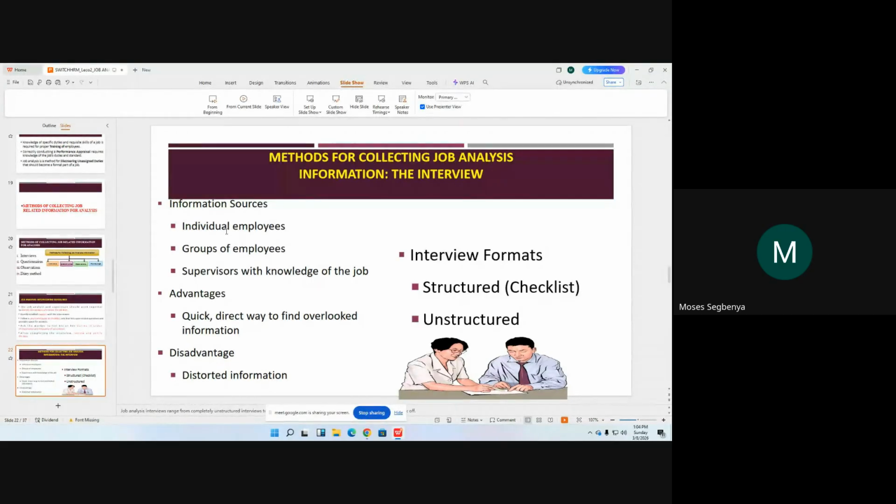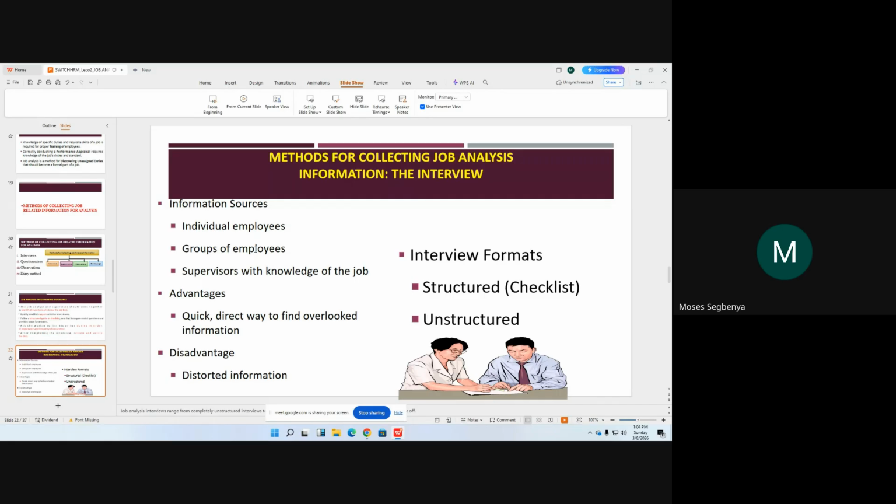So we say that you can get information for job analysis from individual employees or groups of employees, so that you can do a one-on-one interview. You can also do what we call a group interview or a focus group interview. You can also get it from supervisors of the job.